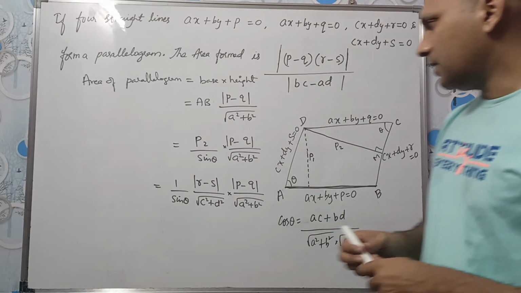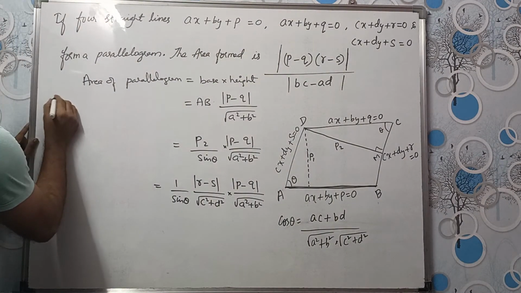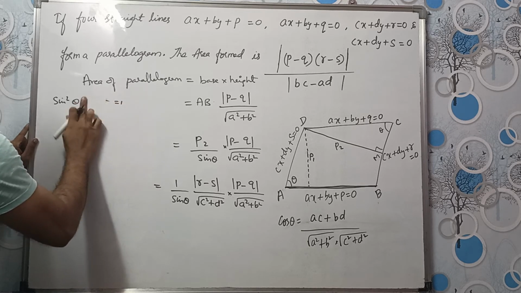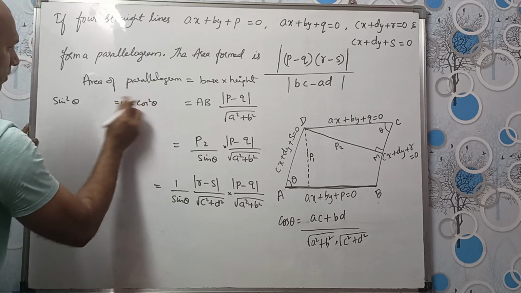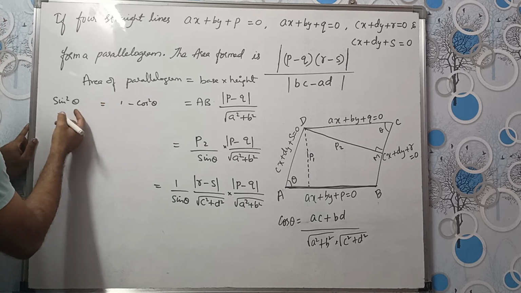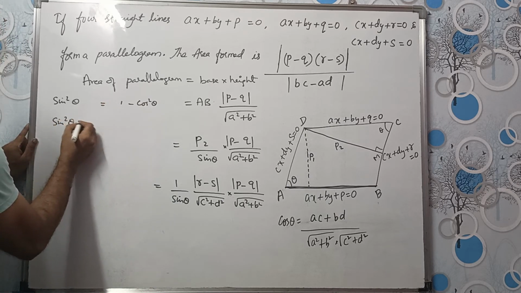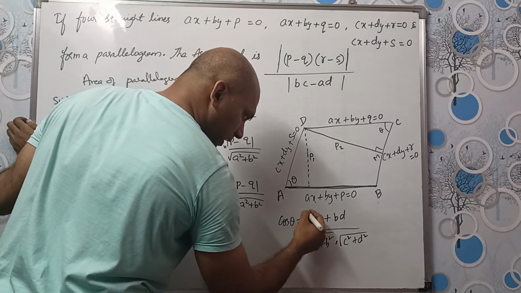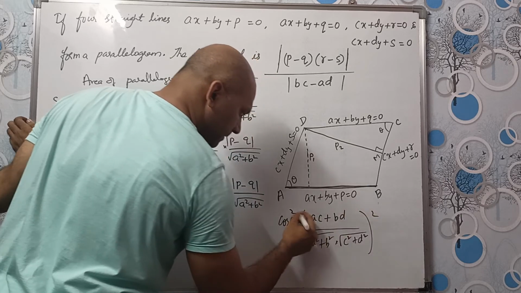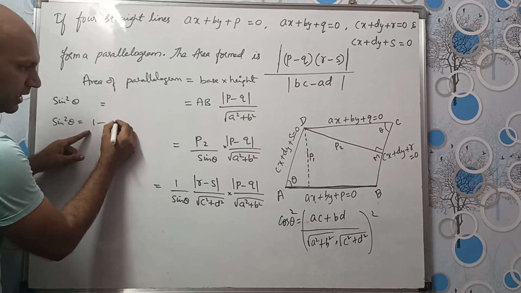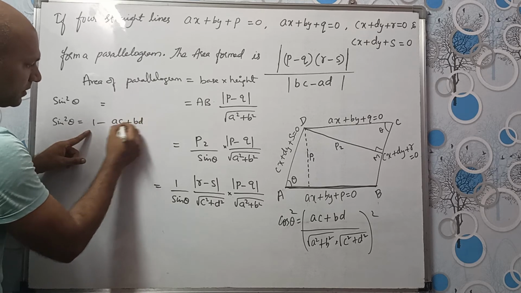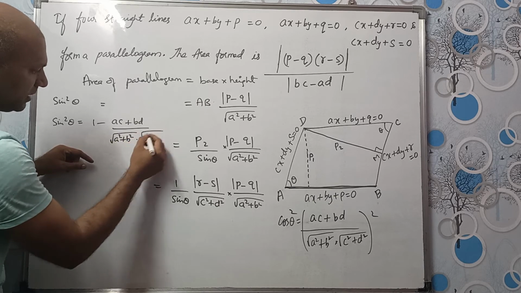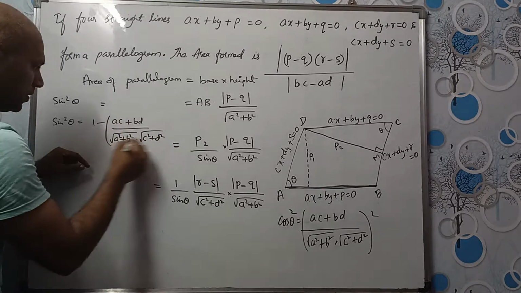Using this formula: we know sin square plus cos square is equal to 1. If you send cos to the other side, 1 minus cos square will come here, right? So we can find the sin value. Sin square will be equal to how much? 1 minus cos square theta. So if you square this, this is cos square theta, right? So 1 minus AC plus BD divided by root of A square plus B square multiplied by root of C square plus D square, whole square.